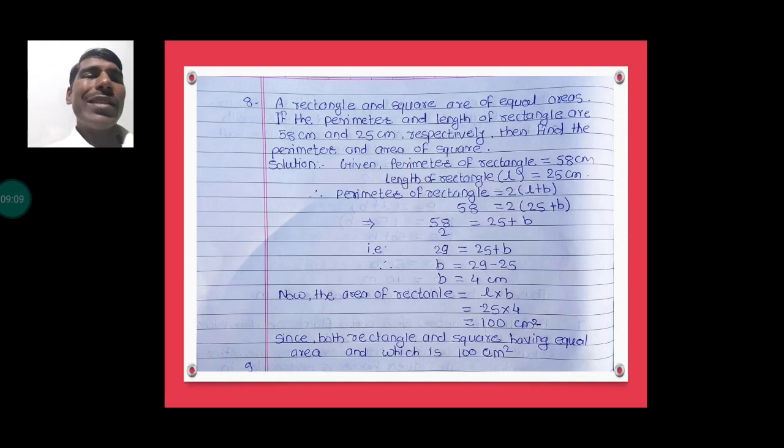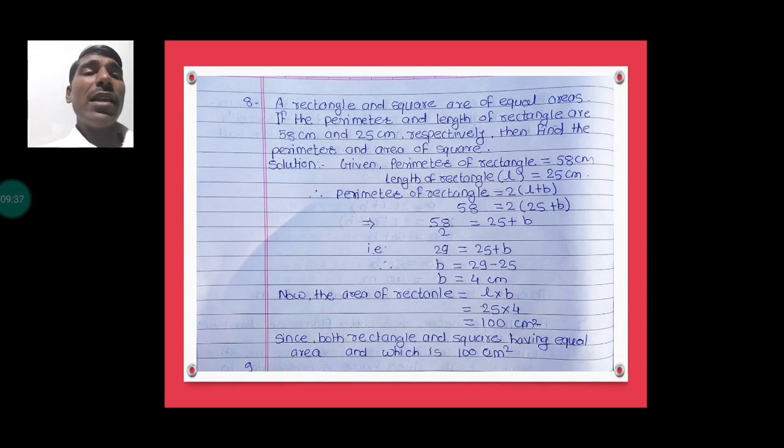So what is the area of the rectangle? It is 100 centimeter square. Since both the rectangle and the square have equal areas, which is 100 centimeter square. Now they have given that the area of a square is the same as the area of the rectangle. That's why the area of a square is also 100 centimeter square.